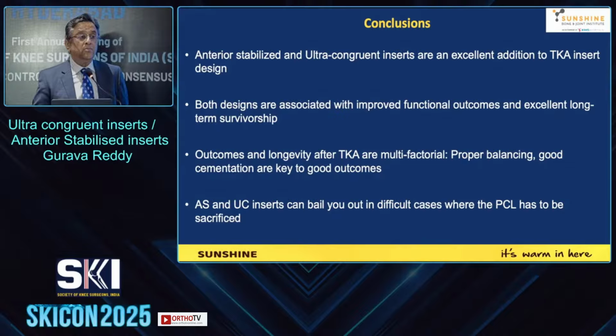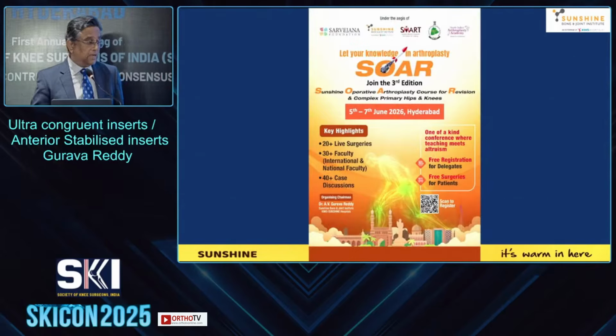My feeling is posterior stabilized box and cam mechanisms are no more tenable and will not be needed in the future. And as Anoop said, there is no role for PS, especially in the Indian perspective, where a rheumatoid Indian woman is so short. I myself broke medial condyles at least 10 times on the table. So now with the ultra-congruent, this puzzle is solved. AS and UC inserts can bail you out in difficult cases where the PCL has to be sacrificed.